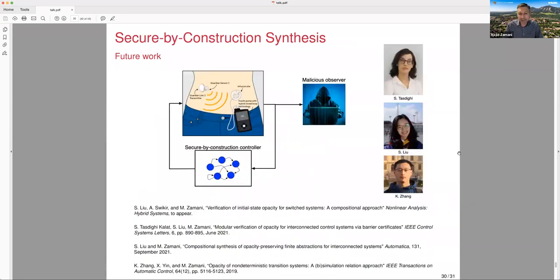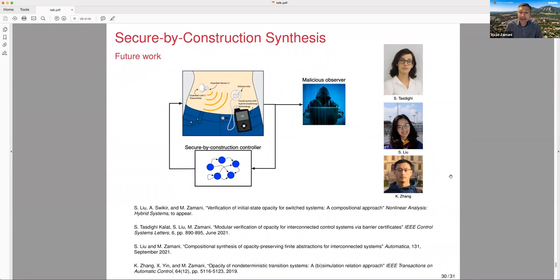The next direction we are looking at is, so far I talked about mission objectives and safety requirements, and I didn't say anything about the security and privacy of closed loop systems, which are increasingly becoming very important given all these cyber attacks which have been happening in the past few months and all these ransomware attacks. And so the question is, can we design a controller which not only ensures the safety of the system, like no collision, but also makes the system opaque against a malicious observer and intruder? Can we combine them and design a controller in one shot?